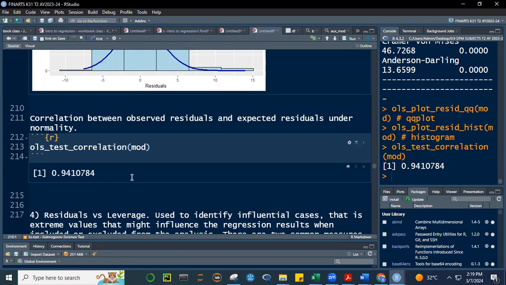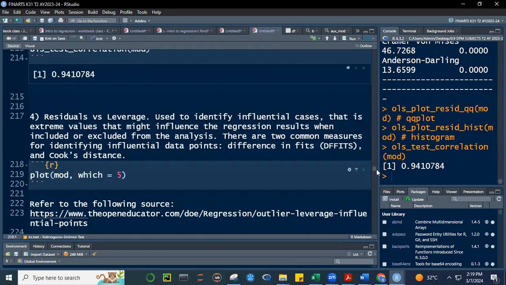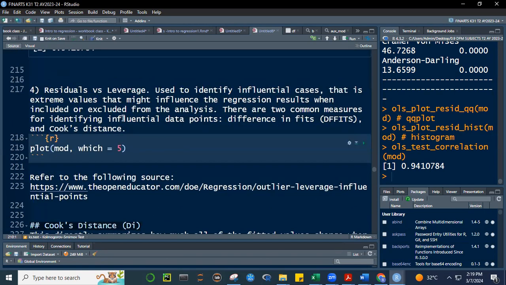OLS test correlation. Okay, so ano ibig sabihin nito, class? What's the meaning of this? Okay, so I'll leave you guys to see what's the meaning of this last one. Okay, correlation lang naman to ng observed residuals at saka ng expected residuals under normality. Okay. All right, so next meeting, class, we're going to now go to the fourth assumption.